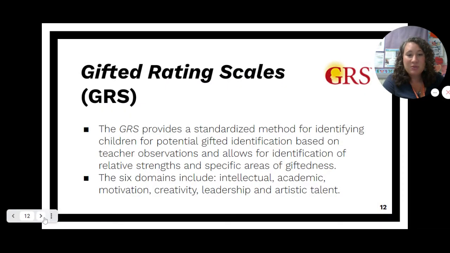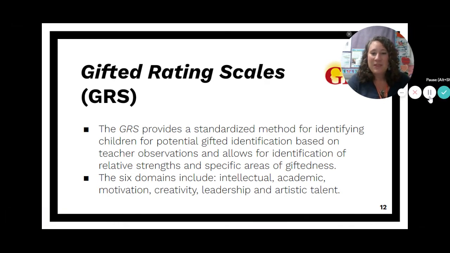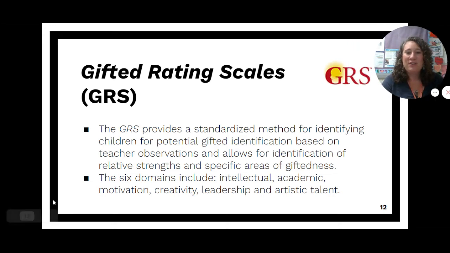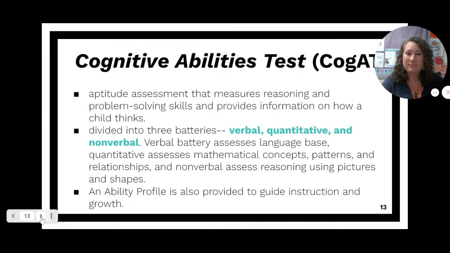The Gifted Rating Scales provides a standardized method for identifying children for potential gifted identification based on teacher observations and allows for identification of relative strengths and specific areas of giftedness. The 6 domains include intellectual, academic, motivation, creativity, leadership, and artistic talent.